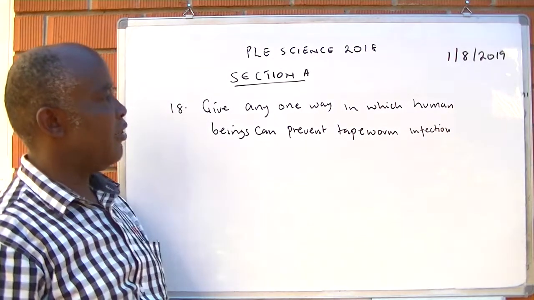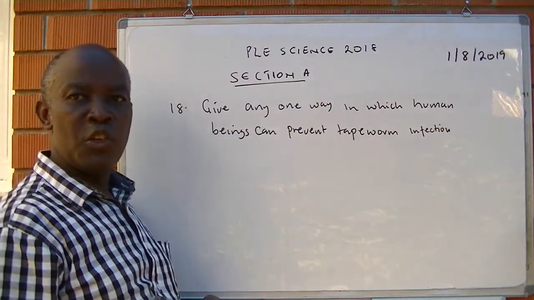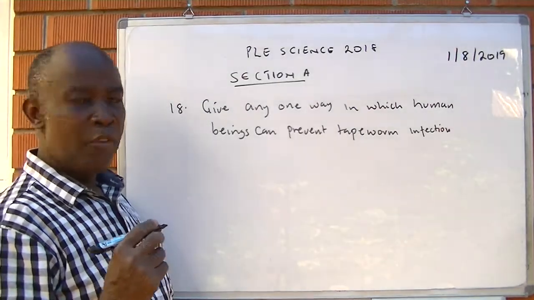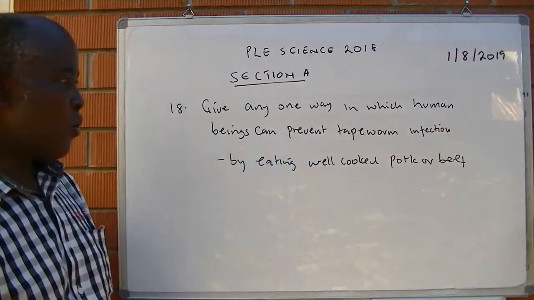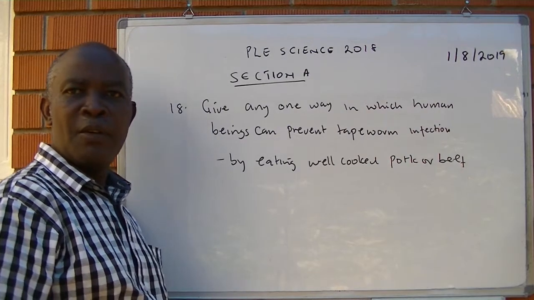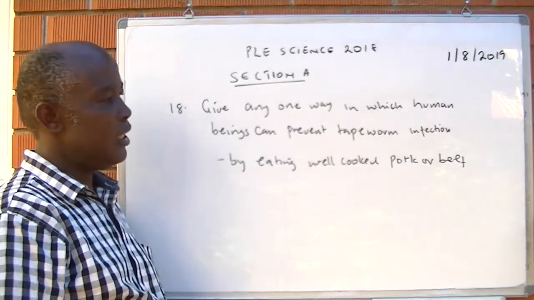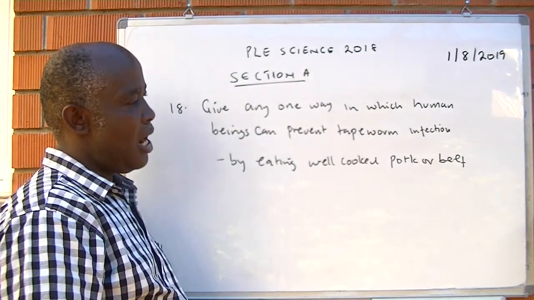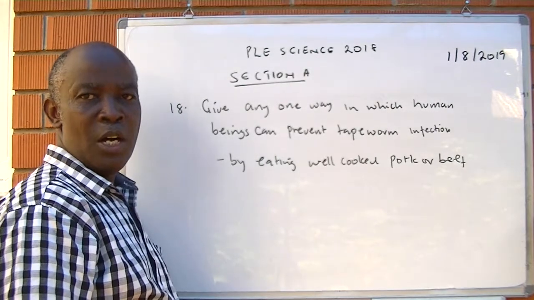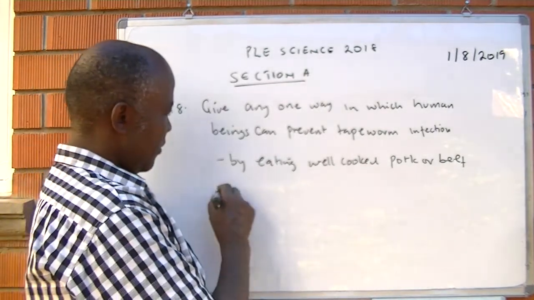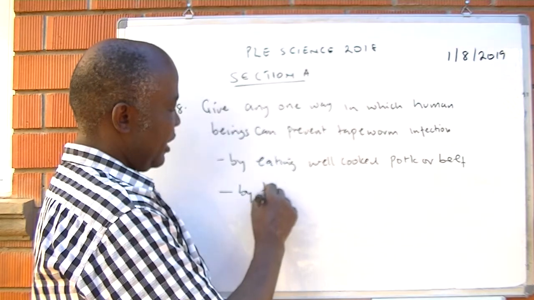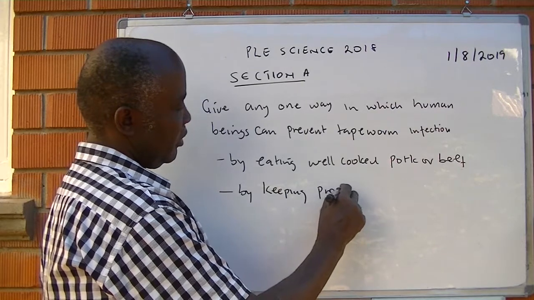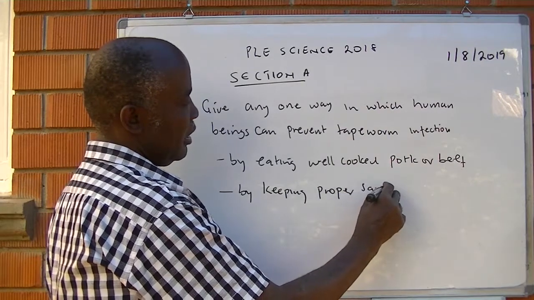Number 18, give any one way in which human beings can prevent tapeworm infection. By eating well cooked pork or beef, because the secondary host for tapeworm is either a pig or a cow. By keeping proper sanitation.